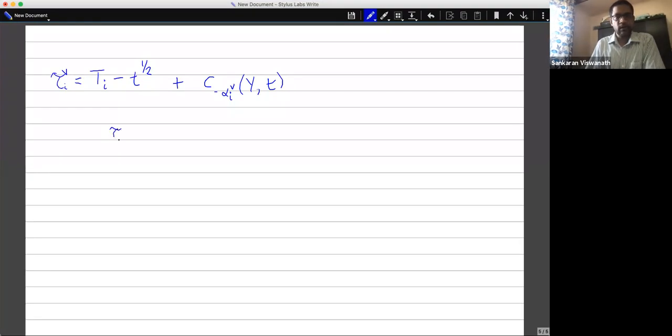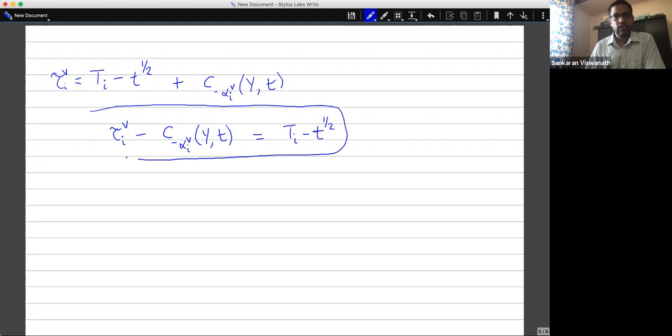Here's one way of thinking about it, which I will use as a way of remembering this computation: tau minus this C function is the same as Ti minus T to the half. So this equation I will use a few times today. Tau I check minus C minus alpha I check Yt is the same as Ti minus T to the half. Okay, now what does this imply?